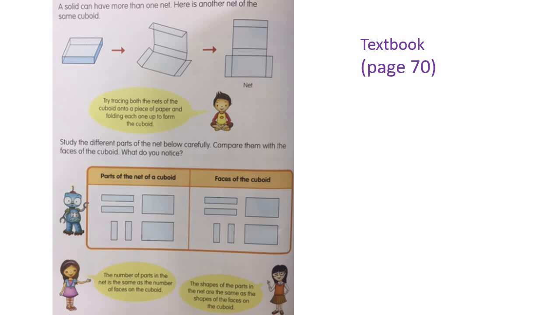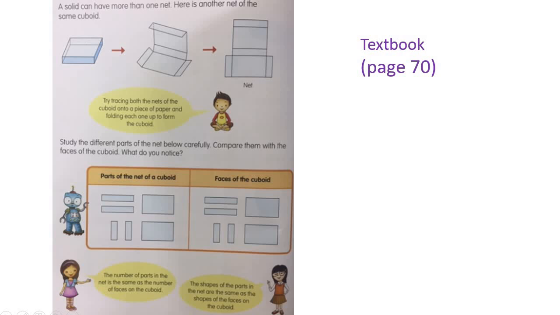What do you notice? Okay, here the part of the net of the cuboid and the faces of the cuboid are the same. So the faces are the same. If you want to make a net, you have to use the faces of the 3D shape. And the number of parts in the net is the same as the number of faces on the cuboid. Okay, they should be the same, because if they are not the same, something will be missing.